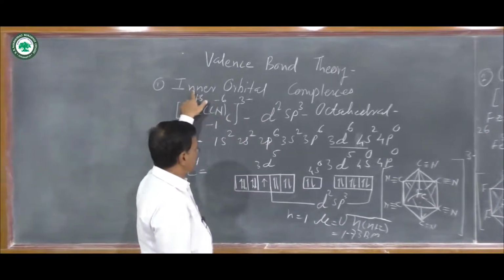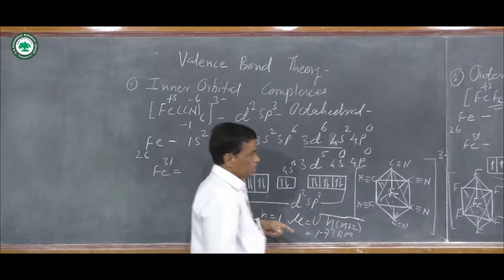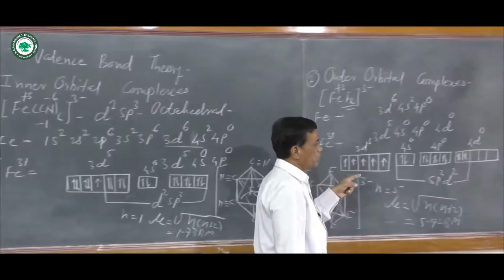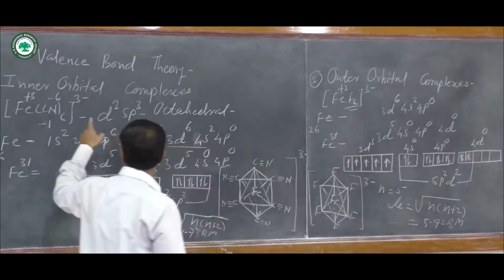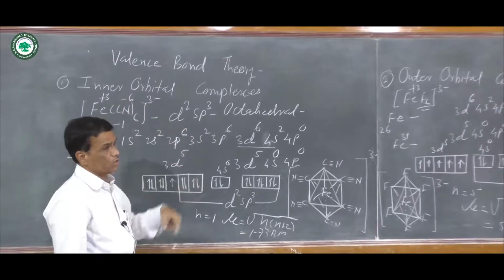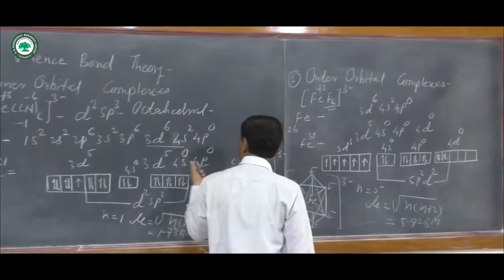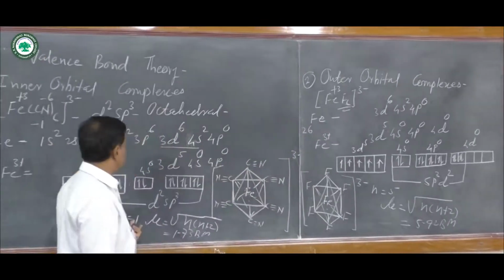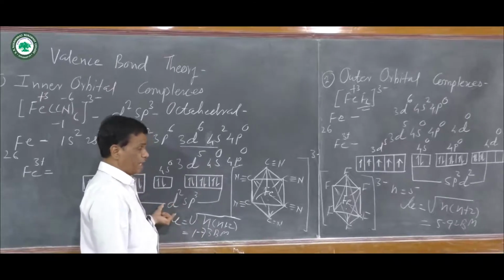Then in this complex, inner 3d orbitals are used. In this FeF6, outer 4d orbitals are used. Therefore, the first complex is known as an inner orbital complex, and the second complex is known as an outer orbital complex. Here in the first one, n is equal to 1, therefore the magnetic behavior is less, but it is paramagnetic.